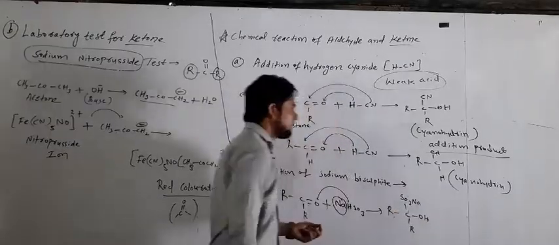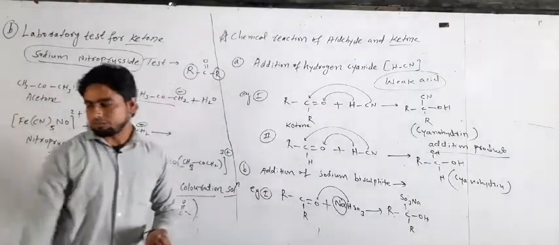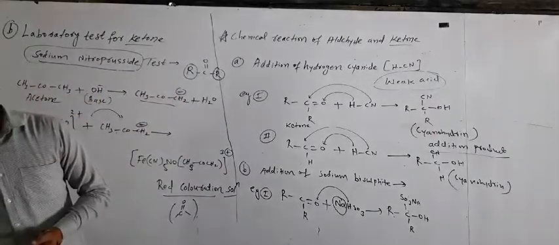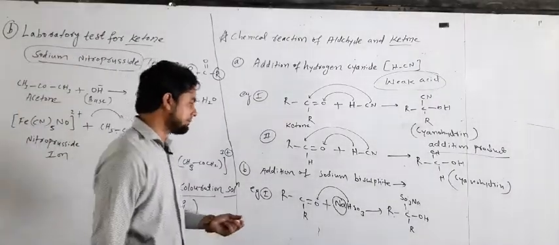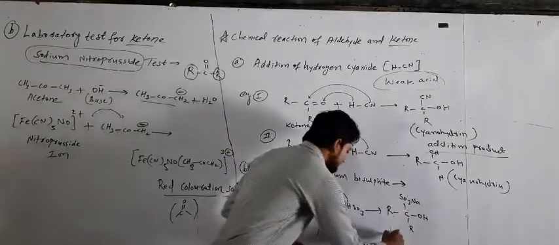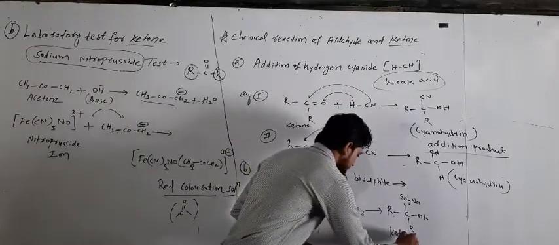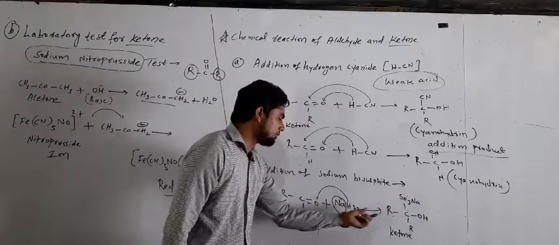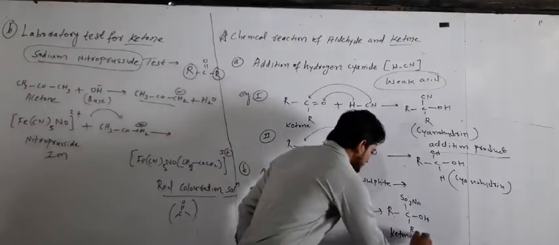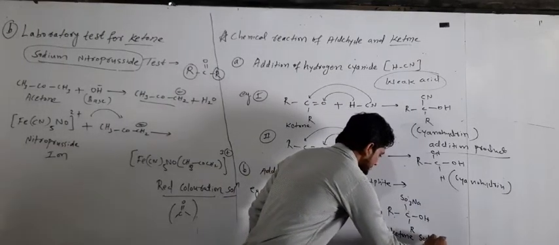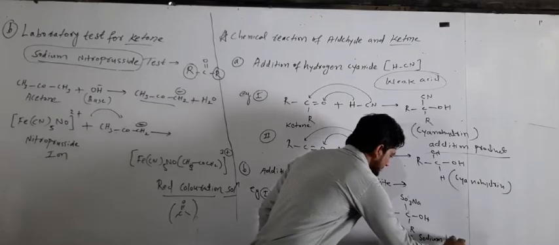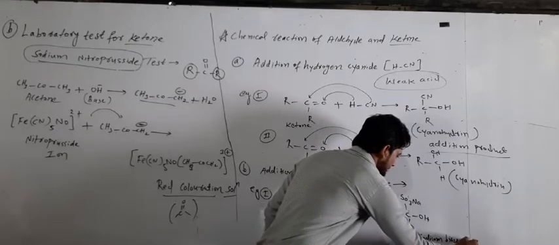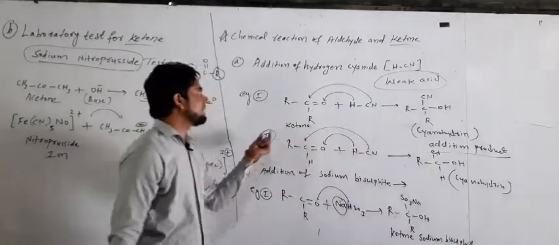It is called an addition product. So the name of the compound is called what here? Aldehyde bisulfite addition, or here, ketone bisulfite. Clear? Ketone bisulfite, sodium bisulfite product. So in this way we take two chemical reactions.